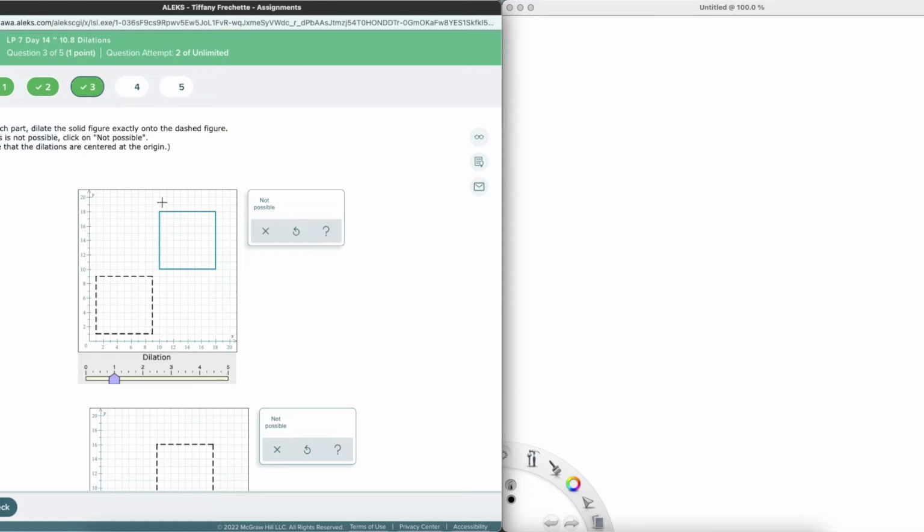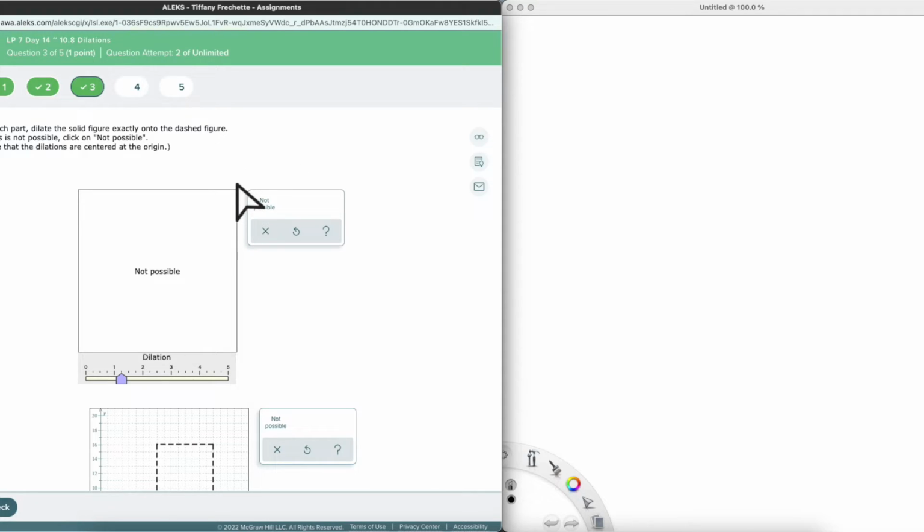Okay, so these two could definitely work. Although they are the same shape, if I try to move this one down, it's going to get smaller and smaller. So I can't really dilate it. That would be a translation. So this one, again, is going to say not possible. It's possible to move one square into the other. They are the same size and shape.